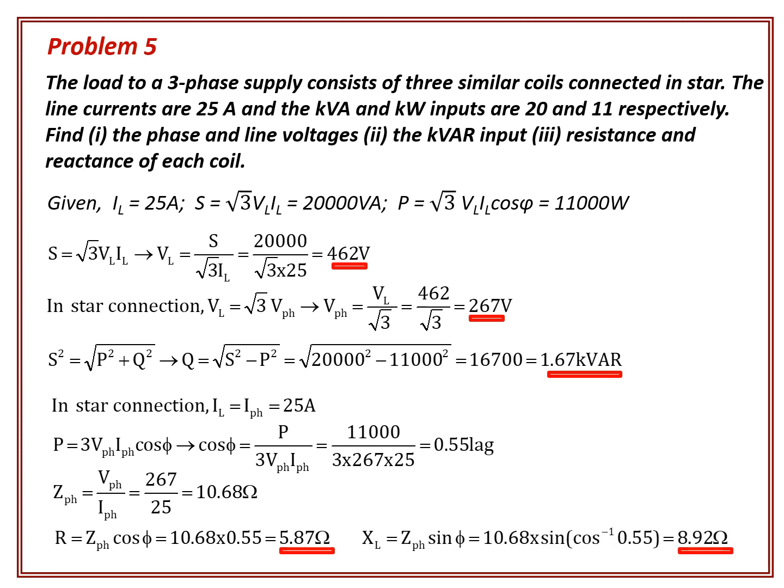And XL is equal to Z phase sin phi. Substituting Z phase and sin phi, where sin phi is sine of cos inverse 0.55. Calculating, we get XL equal to 8.92.